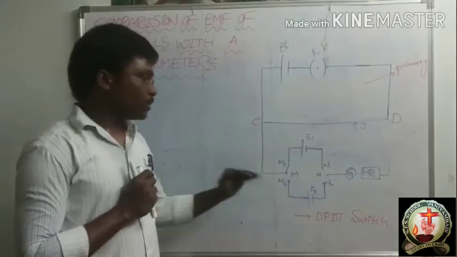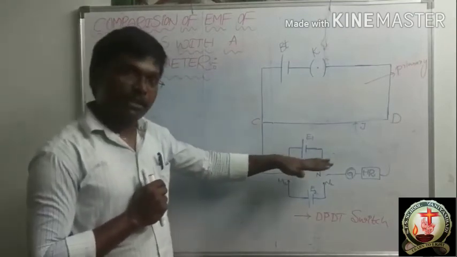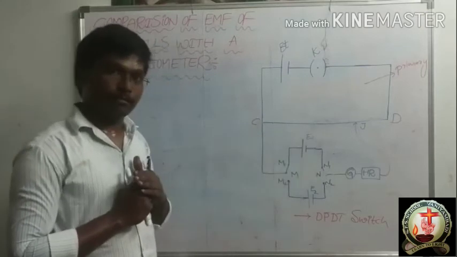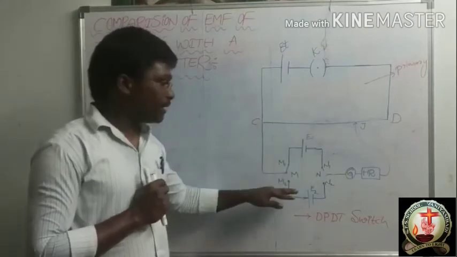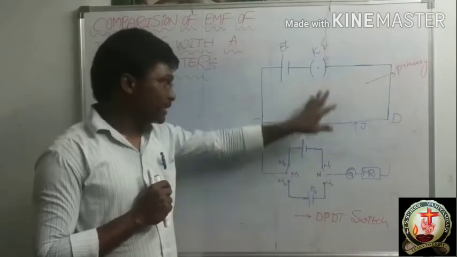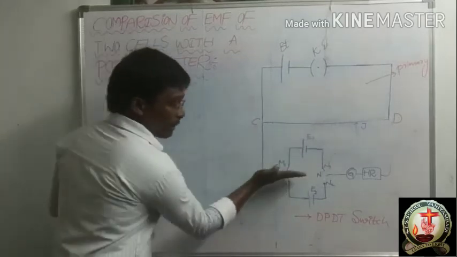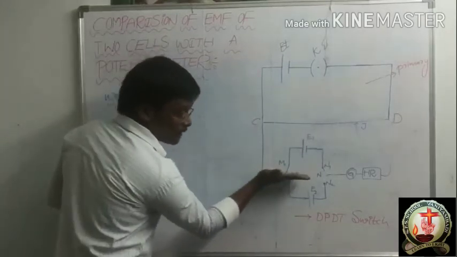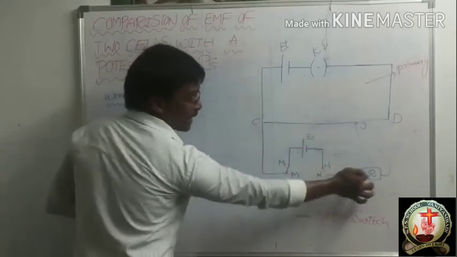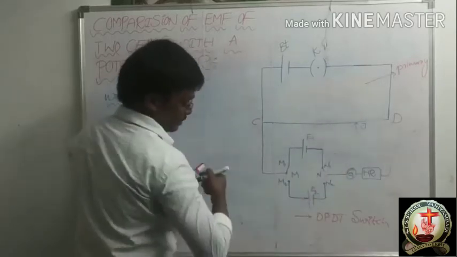Now, when you press the DP-DT switch towards the first cell, what happens here? This electric cell is connected to the secondary circuit. This is the primary circuit, already we know, and this is the secondary circuit, correct? So whenever you press this DP-DT switch towards the first cell, this cell is connected with the secondary circuit.